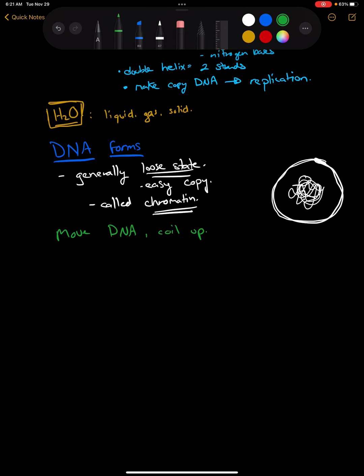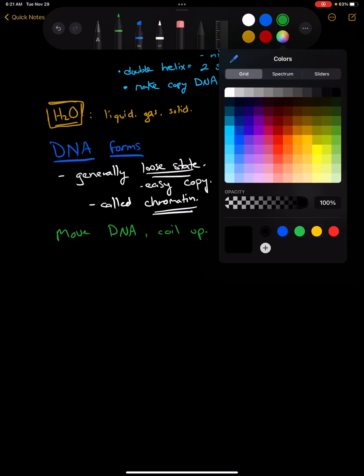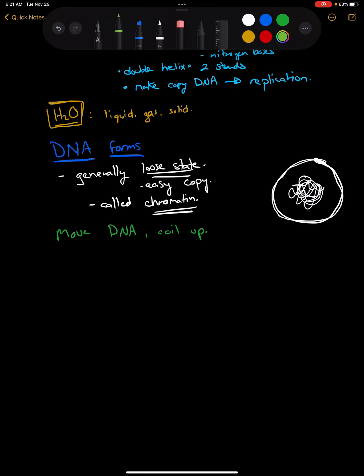That's what this is doing. So when you move your DNA, you're going to coil it up. But if you think about it, when you coil up your spaghetti, it doesn't just spin on its own. You have to have a fork. And so for my DNA to coil up, that means it's going to wrap around these histone proteins. Okay, that is the thing that's going to allow it to coil up in the first place.